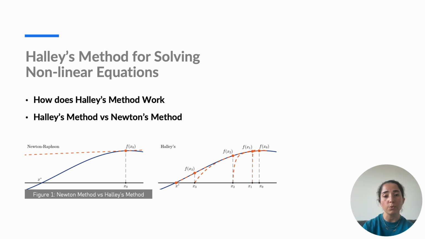On the right side, we can see Halley's method. It also starts with x sub 0, the first estimation. Unlike Newton's method, it also uses the second derivative. Instead of using just a straight line tangent, Halley fits a curve that better follows the actual shape of the function. We can see that the orange tangent lines there actually take the form of the actual function.